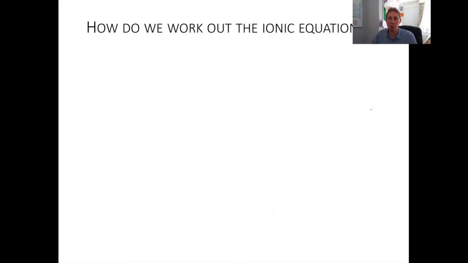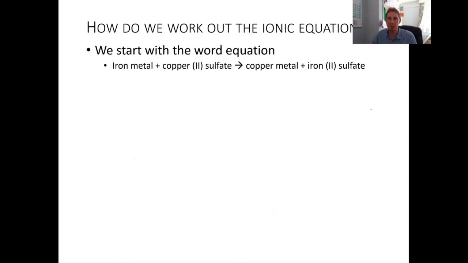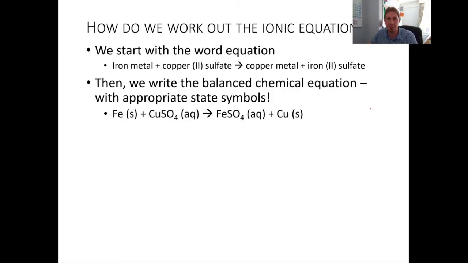So how do we work out the ionic equation? You start with the word equation. So iron and copper(II) sulfate, copper metal, iron(II) sulfate. And this is why you need to be able to do it, because you need to be quickly able to write out the balanced chemical equation involving state symbols. So iron, Fe, solid. Copper metal, Cu, solid. Copper(II) sulfate, iron(II) sulfate.